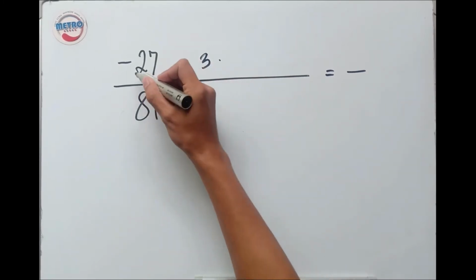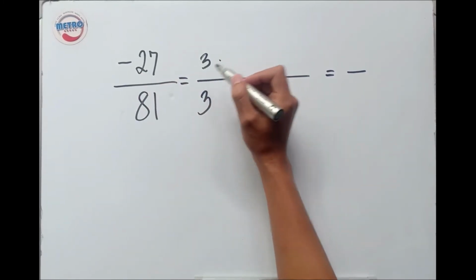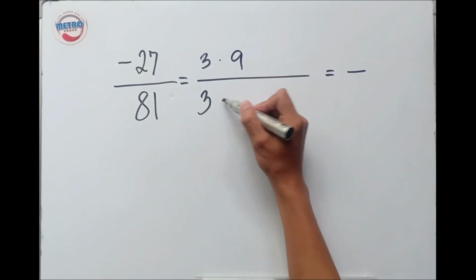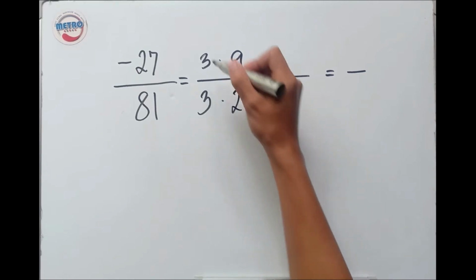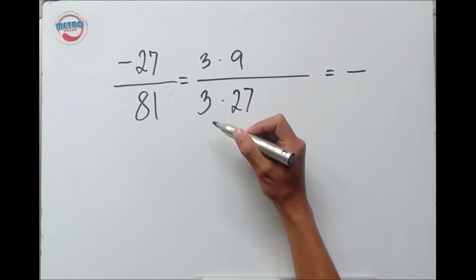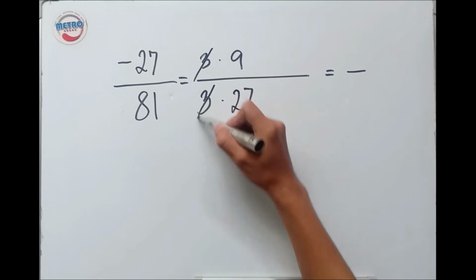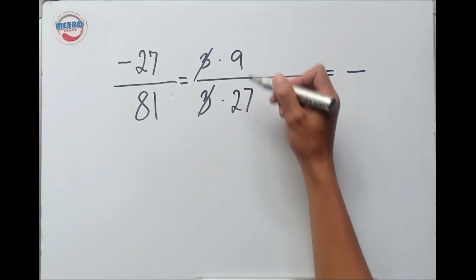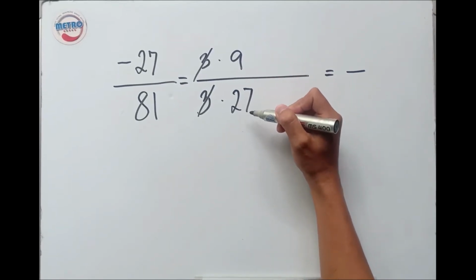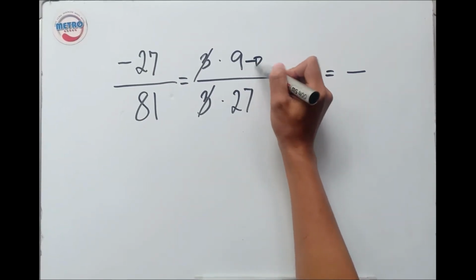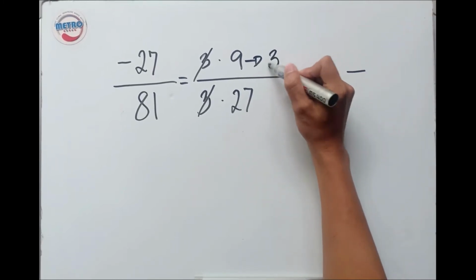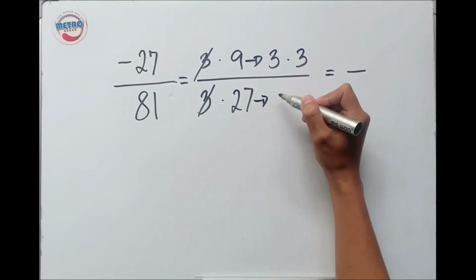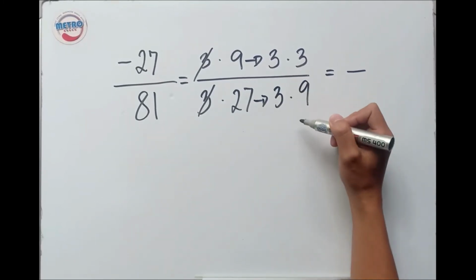-27 divided by 3 is 9. 81 divided by 3 is 27. If you see a common number on the top and bottom, then we can cancel these numbers. Now we have 9 over 27. We can still simplify 9 over 27. The factors of 9 are 3 times 3. The factors of 27 are 3 times 9.